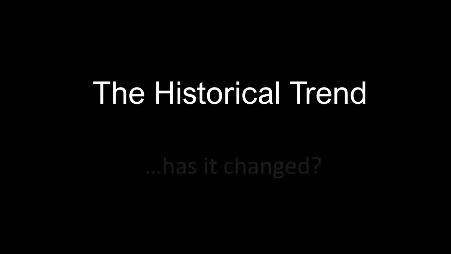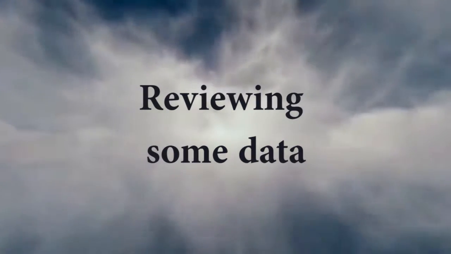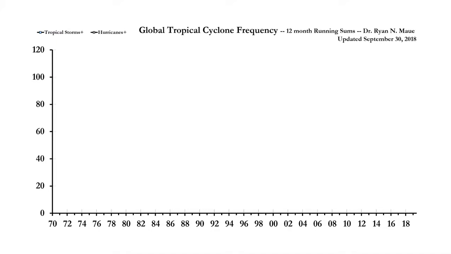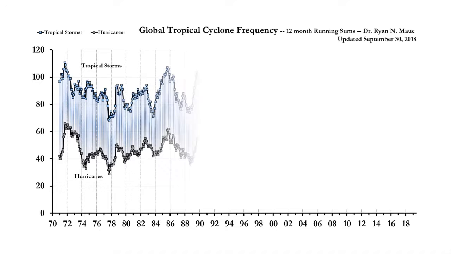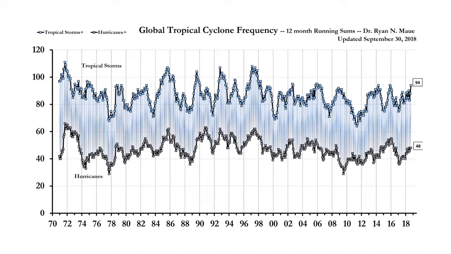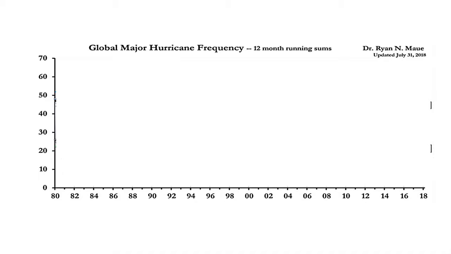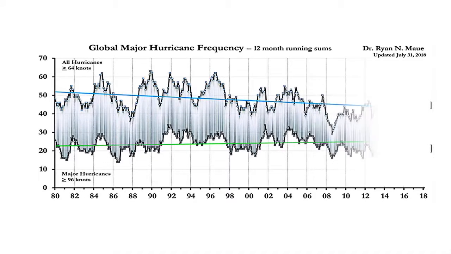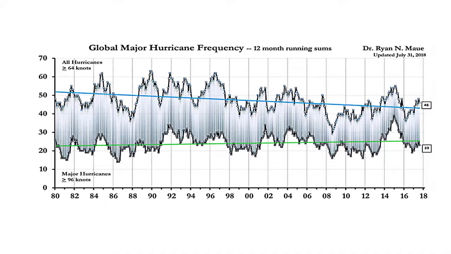Let's have a look then at the historical trend. Has it changed? Let's review some data. In this slide, you can see that the tropical storms and hurricanes have trended since 1970 in a general, non-descriptive, flat manner. There hasn't been any significant change. If we look further at the global major hurricane frequency, we see much the same result. All hurricanes trending down, major hurricanes trending flat.